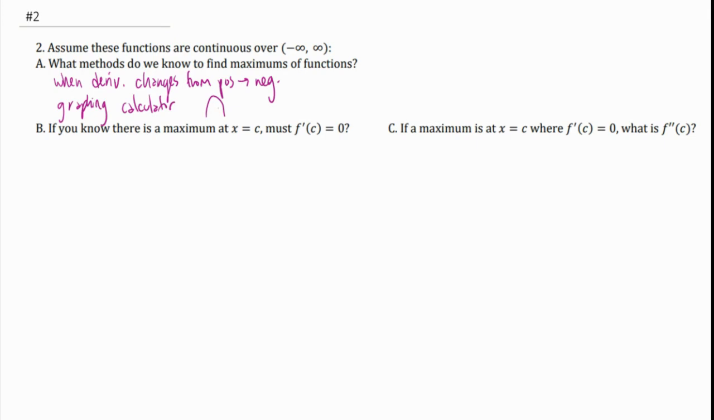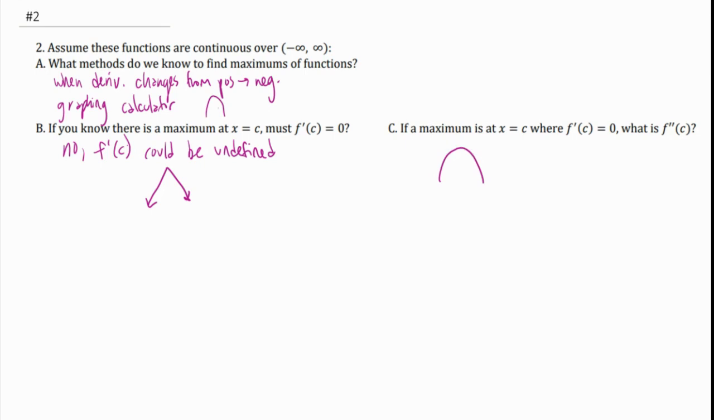All right. If you know there is a maximum at x equals c, does that mean the derivative has to equal 0? So no, it does not, because f prime of c could be undefined. For example, you could have a negative absolute value, and your function is not differentiable at x equals c. And then if a maximum is at x equals c where f prime of c does equal 0, in this case, we know we have a maximum where the slope is equal to 0, not undefined.